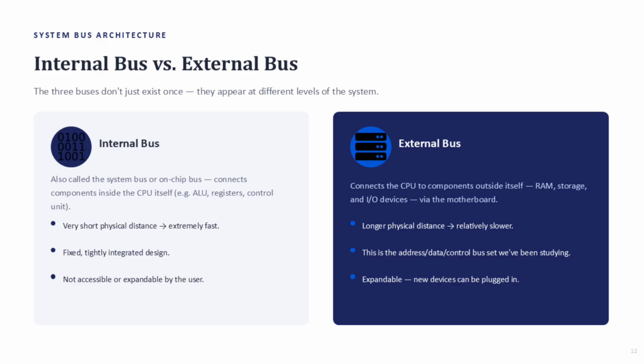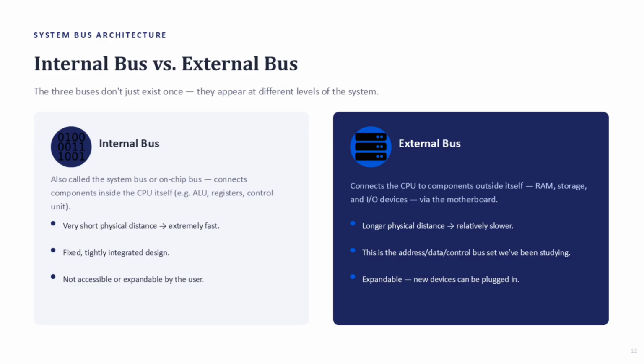Because these components are located very close to one another, the physical distance is extremely small. A shorter distance means electrical signals travel very quickly, allowing communication inside the CPU to happen at extremely high speeds. Another important characteristic is that the internal bus is fixed. It is designed as part of the processor during manufacturing. As users, we cannot modify or expand it.